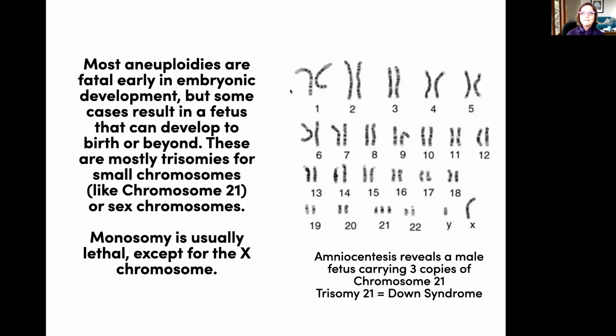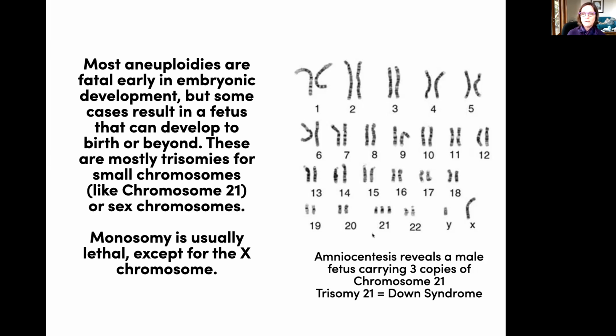So the reason it's the most frequent is not necessarily because chromosome 21 is the most likely to missegregate during meiosis. In fact, I don't think it is, but most aneuploidies in humans are fatal. So they terminate a pregnancy, often before a woman even knows she's pregnant. The reason that chromosome 21 is prevalent is because it is not fatal in embryonic development.